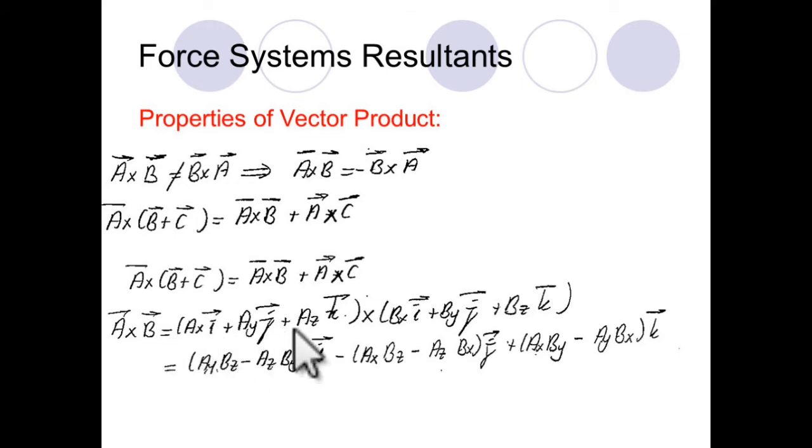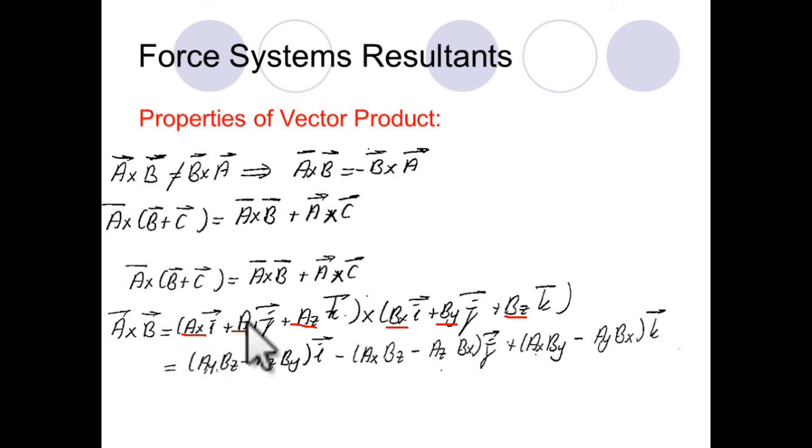First, write any vector A. It has the x component AX, y component AY, and z component AZ. Of course, vector B has the x component BX, y component BY, and z component BZ. Now, how do you do it? You multiply each term of the first vector with the components of the second vector, and then you sum them up. Now let's look. AX i multiplied by BX i.